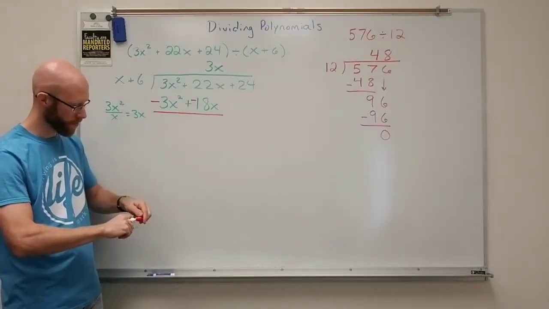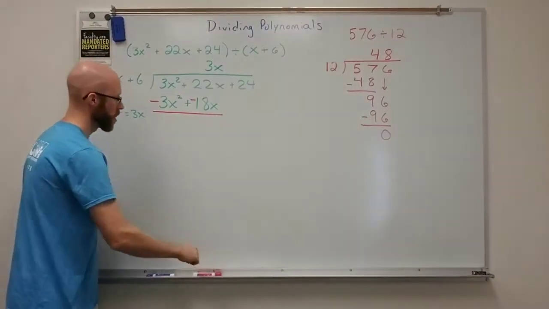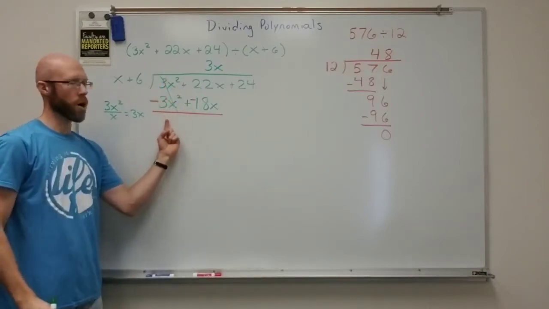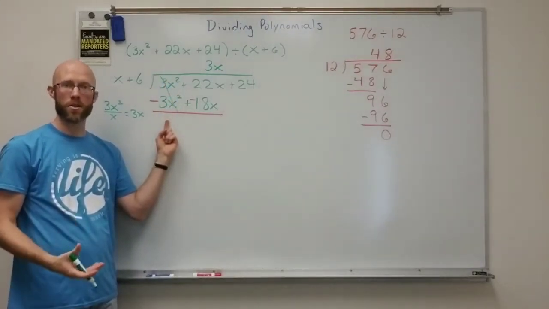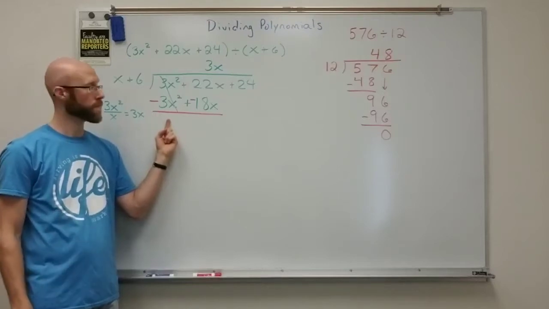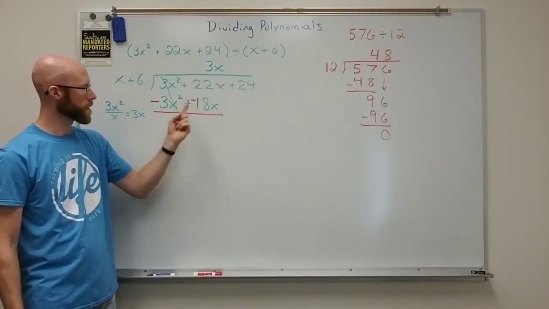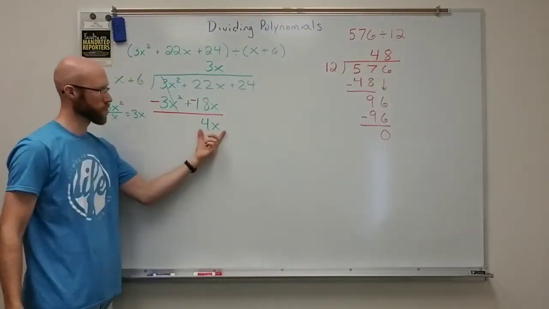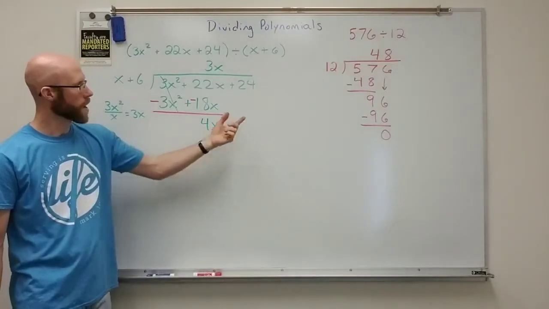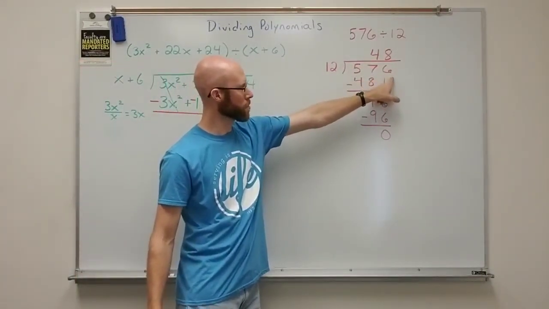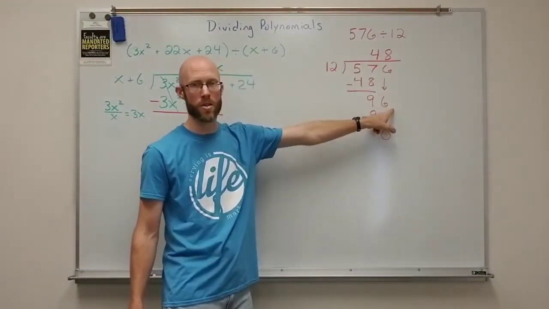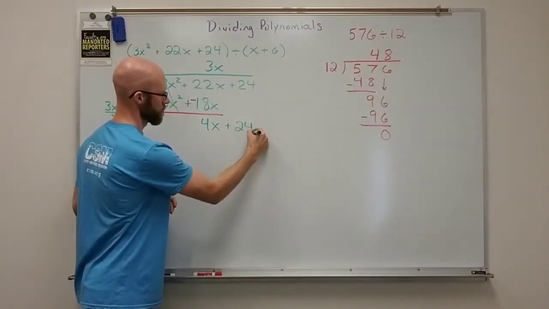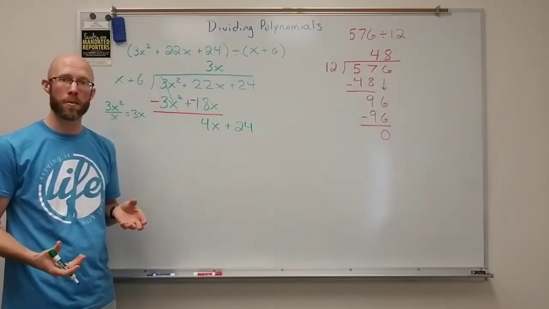After that, we can do the subtraction. The first term should always drop out. If it doesn't drop out, you did something wrong. The second term, 22 minus 18, gives us a 4x. So you always just calculate that one. And then just like we do over here on the numerical example, you bring down the 6. Here we're going to bring down the 24. Then repeat the process.